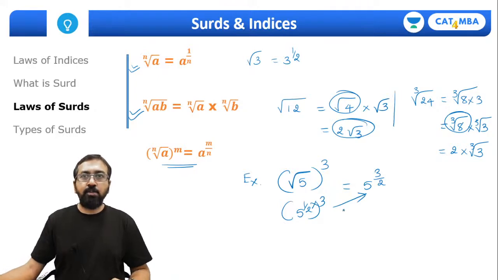Fine. Have you all noted down this point? Shall we go to next part? The laws of surds. Have you understood? There are 3 rules. These are simple rules, right?